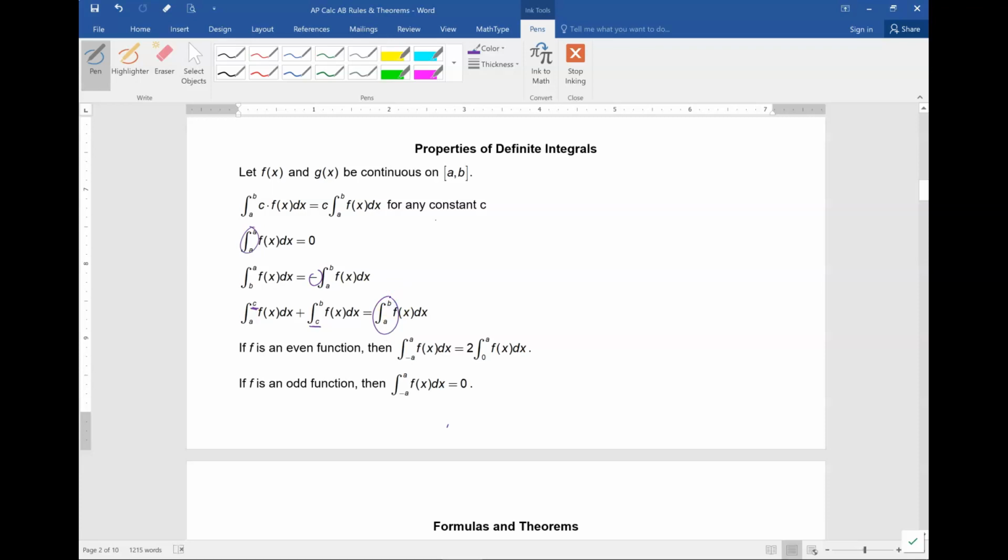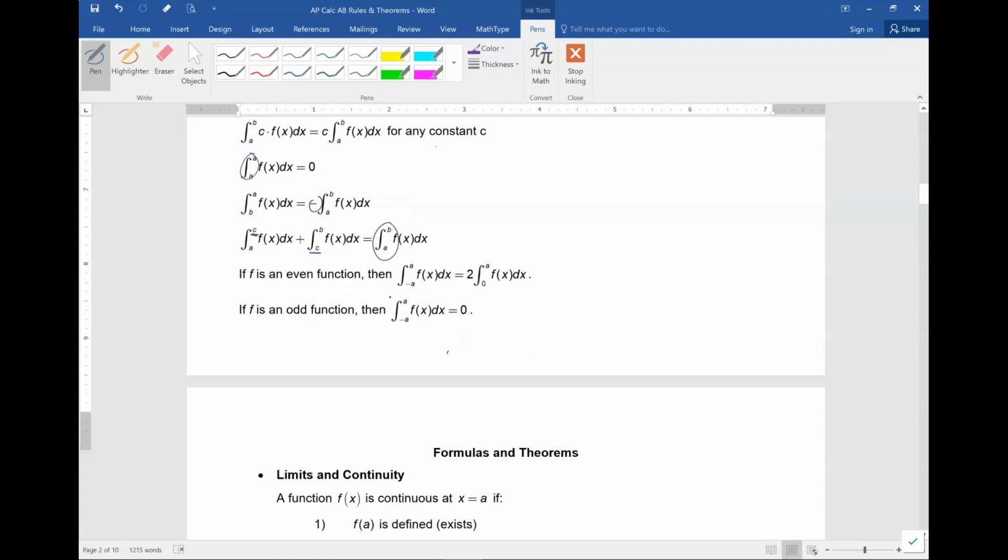Okay, let's take a look at these two. If you have an even function, so for example, this is an even function, right? It's symmetric around the y-axis. Then if you want to integrate from negative a to a, you can just integrate this half, 0 to a, but multiply by 2. Yeah? That's if you have an even function.